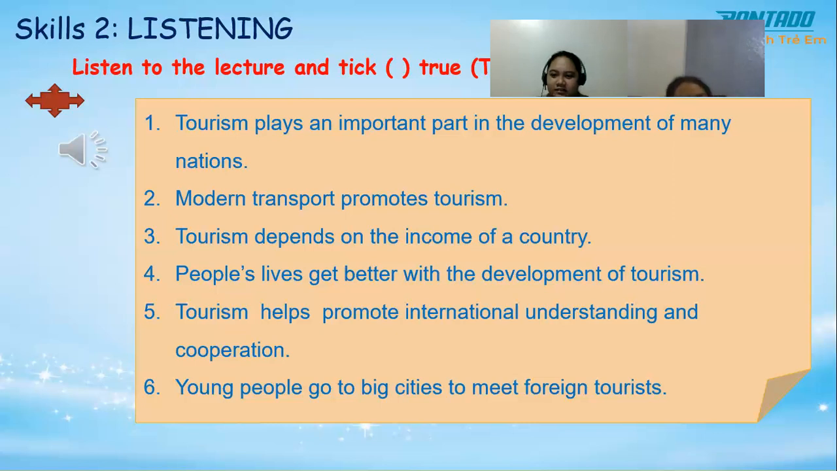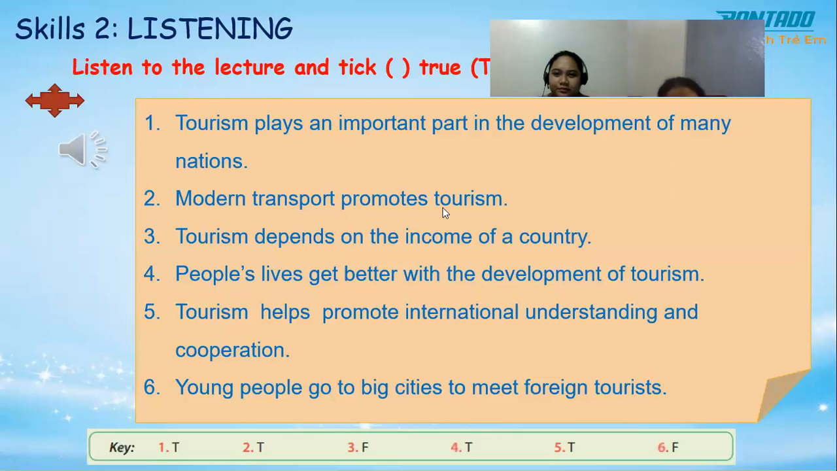Let's see. Number one, true, two, true, three, false, four, true, five, false. Number six, false. So you've got four correct answers. Very good.